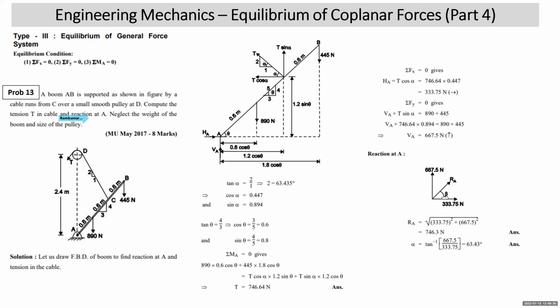RA is making angle beta with the horizontal. Why have I taken beta? Because theta and alpha are the notations which are already used in the problem. So RA is equal to the square root of HA squared plus VA squared, which comes to 746.3. Then tan beta will be equal to 667.5 over 333.75. By mistake, it is written alpha, but actually it is not alpha. Hope you can understand. It is actually beta. Hope everybody understands it. So we got the angle the resultant reaction makes with the horizontal.